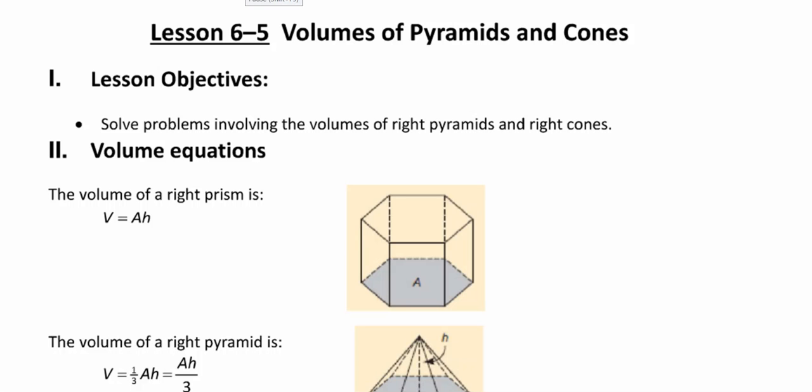6.5 volumes of pyramids and cones. So in this lesson, what we're going to be doing is moving on from surface area to volumes, right? And remember what I mean by volumes.